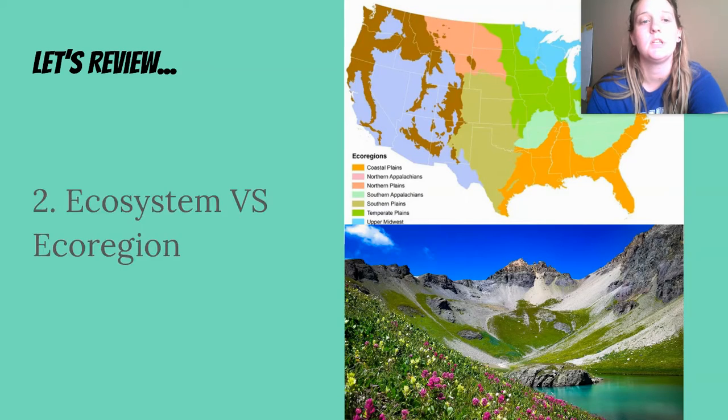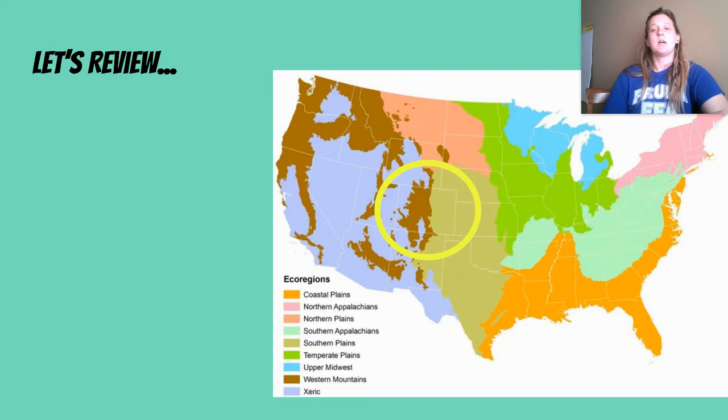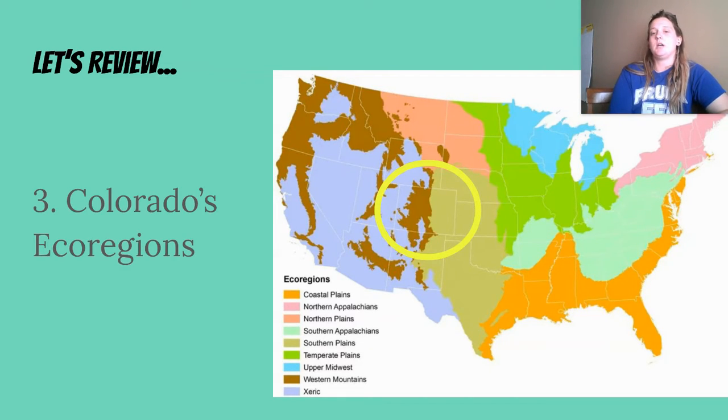And then ecoregions are more of a broad description of that area. A lot of times in those climates or biomes, or whatever you want to call it, we can very typically see very similar ecosystems. So in Colorado, we have desert, mountain, and plains, which are 3 very different and very cool ecosystems.